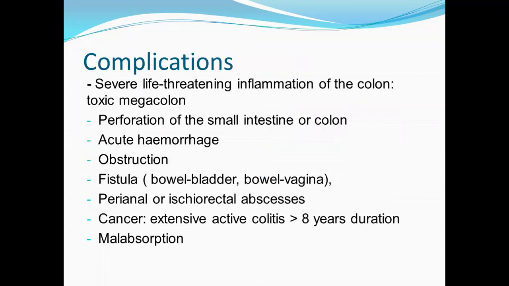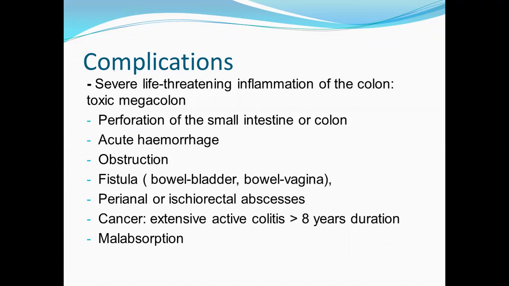The complications. Severe life-threatening inflammation of the colon, what we call toxic megacolon, can occur in people with ulcerative colitis, and it is very, very severe. It can kill the patient, and then we should act appropriately. Perforations can also occur in the small intestines and in the colon. With either of them, the toxic megacolon can perforate, or when we have fistulization, which is also a complication in Crohn's disease, it can also lead to perforation.